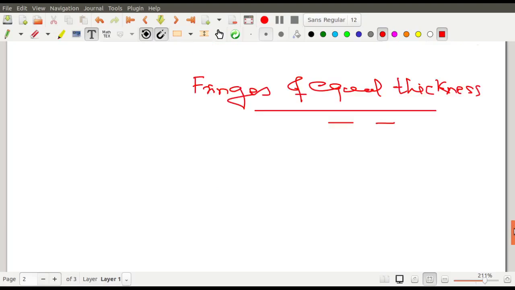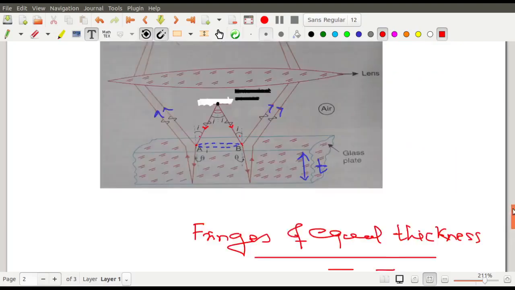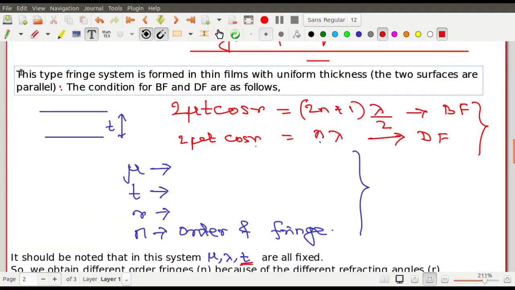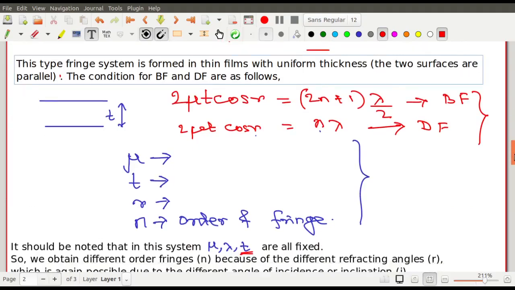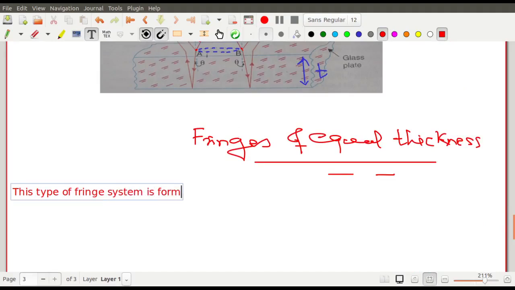Okay, so now come to this one. Here we will write the points in the same way. I will try to maintain a parity. This type of fringe system is formed by wedge-shaped films.